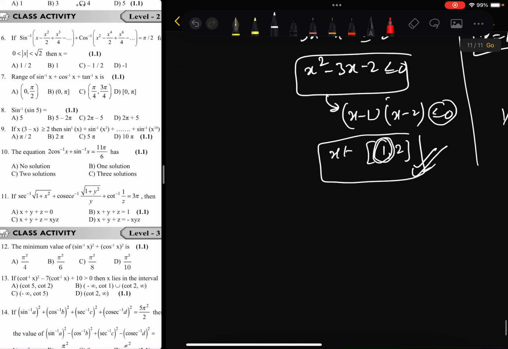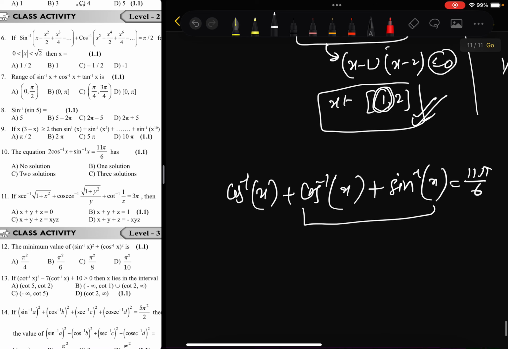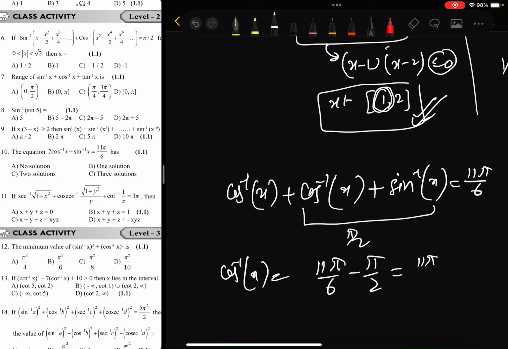Again, next question: 2 cos inverse x can be written as cos inverse x plus cos inverse x. So cos inverse x plus cos inverse x plus sine inverse x equals 11 pi by 6. These two will become pi by 2. So here cos inverse x equals 11 pi by 6 minus pi by 2, which is 11 pi minus 3 pi by 6, so that is 8 pi by 6... sorry, 3 pi by 6 is pi by 2, so that is 9 pi by 6? This equals 3 pi by 2.